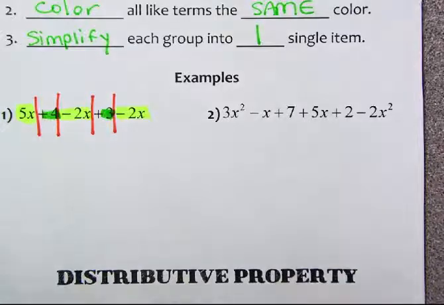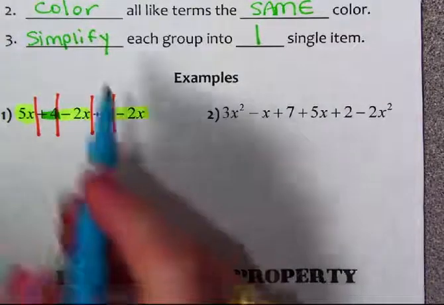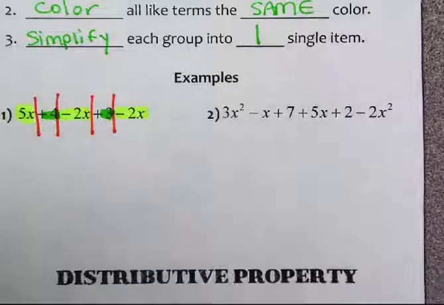Now what I'm going to do is take each one of these groups and simplify them individually. So let's start with my x's. I've got 5x minus 2x minus 2x. So all I'm doing here is 5 minus 2 minus 2.